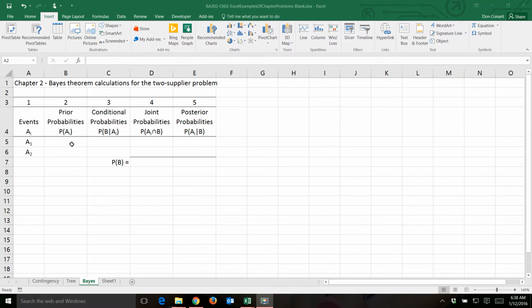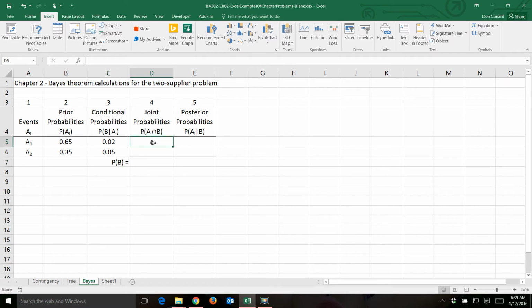Now, as in the previous video, we use the same information that were provided for companies A1 and A2. Company A1, we get 65% of our parts from them, meaning that we get 35% of our parts from company A2. The probability of a bad part, given that the part comes from company A1, is 2%. The probability of a bad part, given that the part comes from company A2, is 5%.